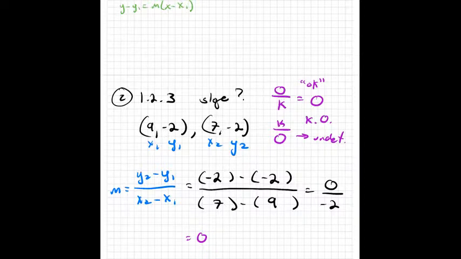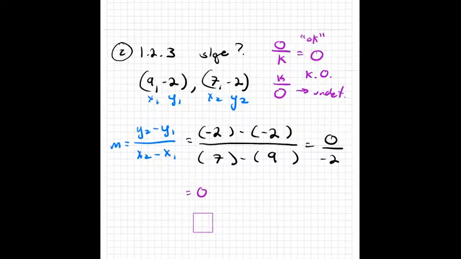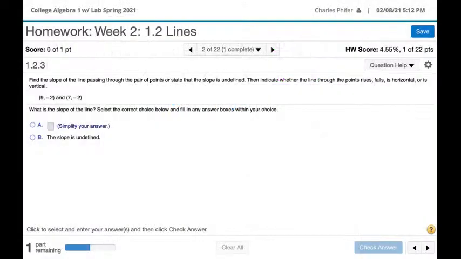Okay, so with that, let's hop over to Pearson and answer the question. I'm going to hop back here. So what is the slope? The slope is 0.